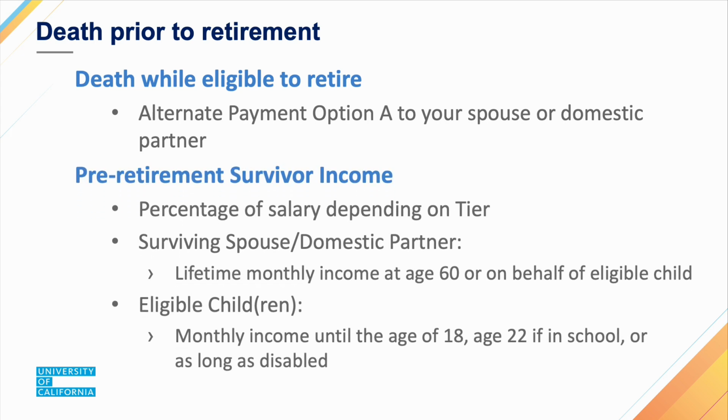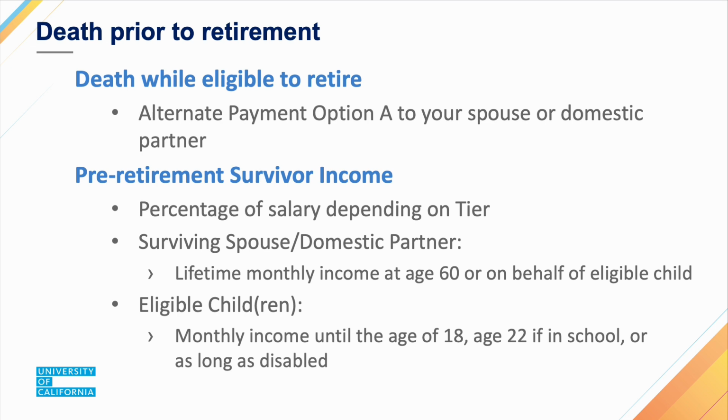If you were to die prior to reaching the minimum age requirement, but have at least 2 years of service credit, your surviving spouse or domestic partner would be eligible to collect a percentage of your salary at the age of 60 for the rest of their life. If you have eligible children who are under age 18 or under age 22 in school full time, or a disabled child who became disabled prior to those ages, they may also qualify for monthly survivor income. So if upon your death prior to retirement, you don't have family members that qualify for these benefits, then UCRP will refund your contribution and interest to your designated beneficiary.